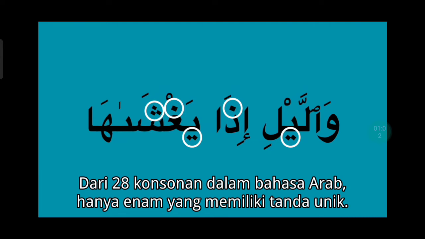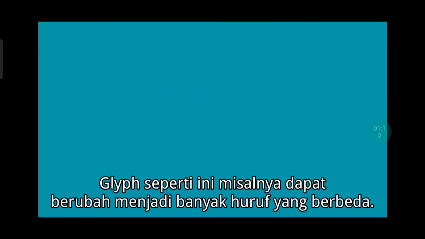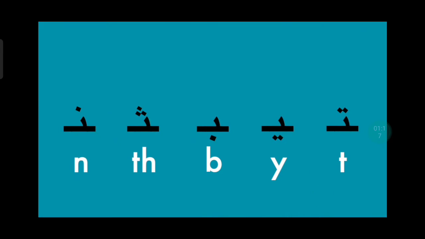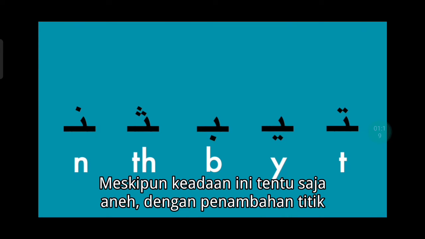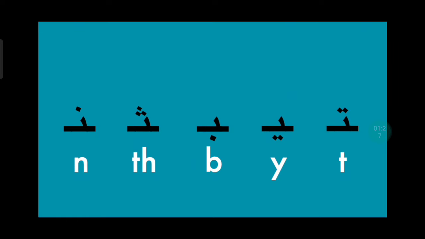Of the 28 consonants in the Arabic language, only 6 of them have unique signs. The remaining 22 consonants share many of the same signs between them. A glyph like this can, for example, morph into many different letters. While this state of affairs is certainly strange, with the addition of the dots it doesn't really matter. Everything can be read just fine.